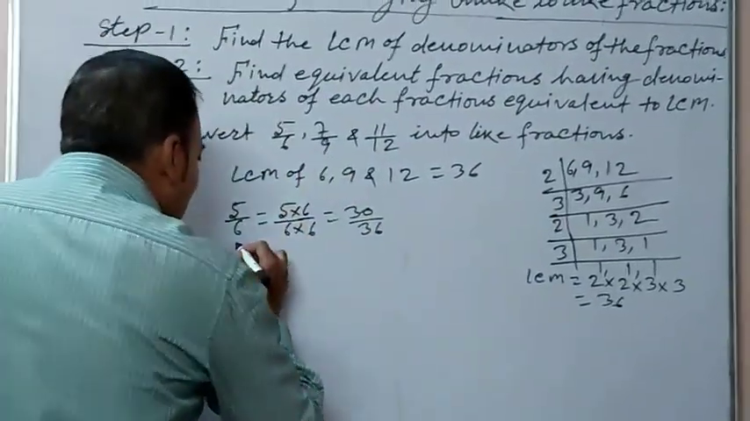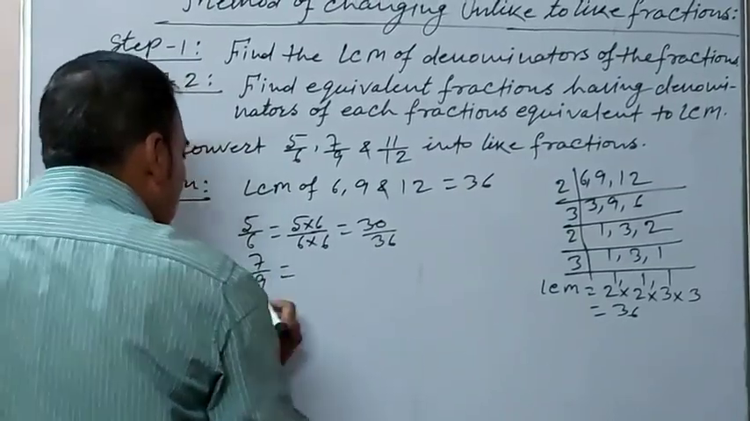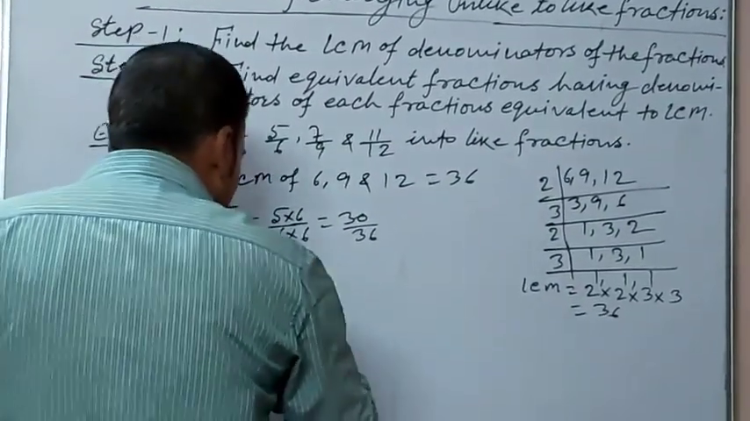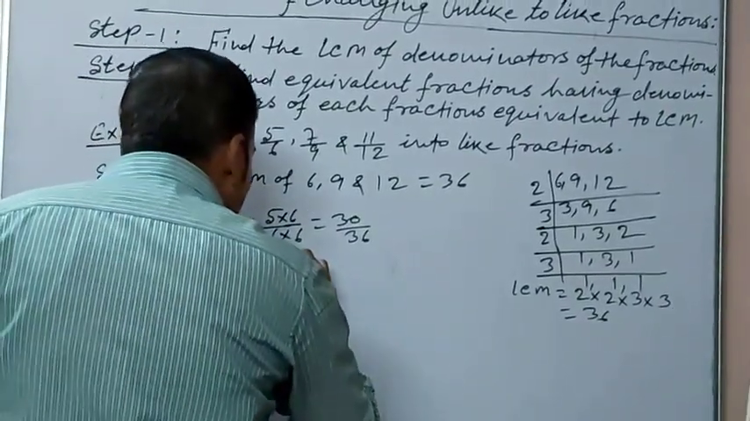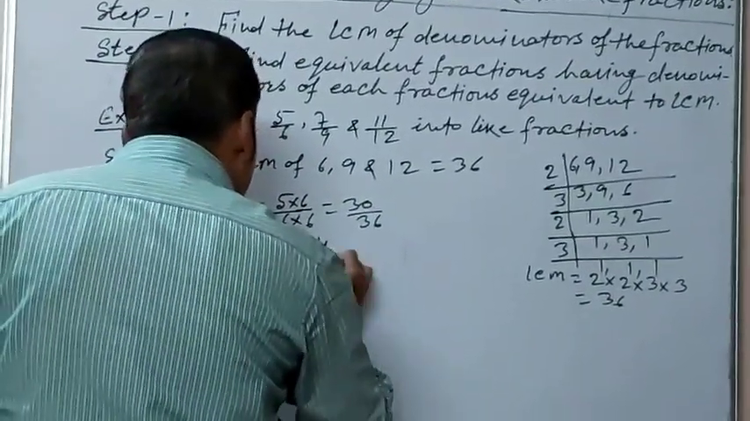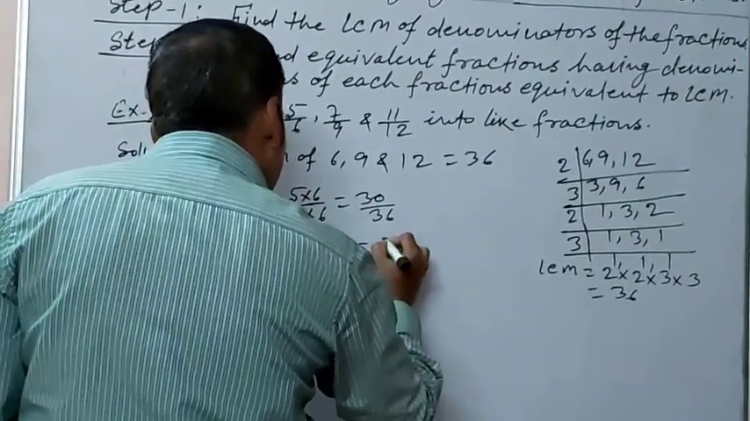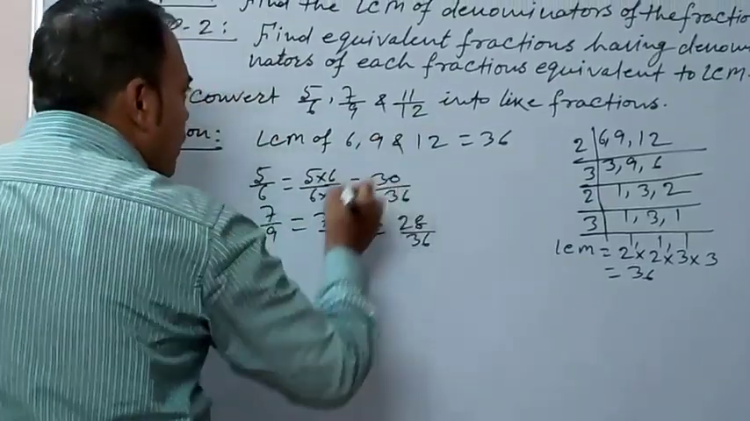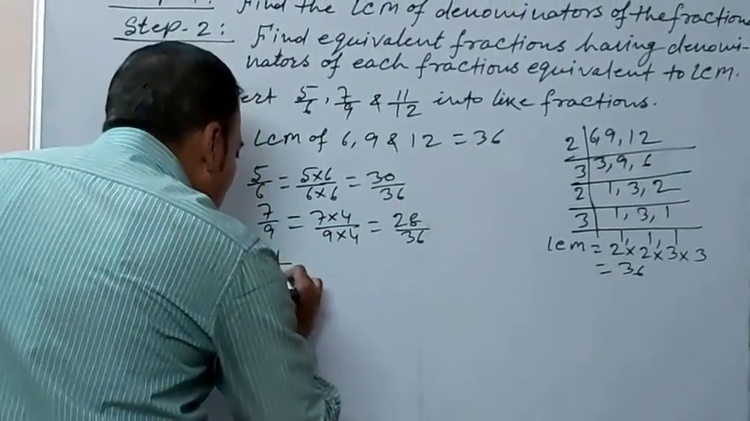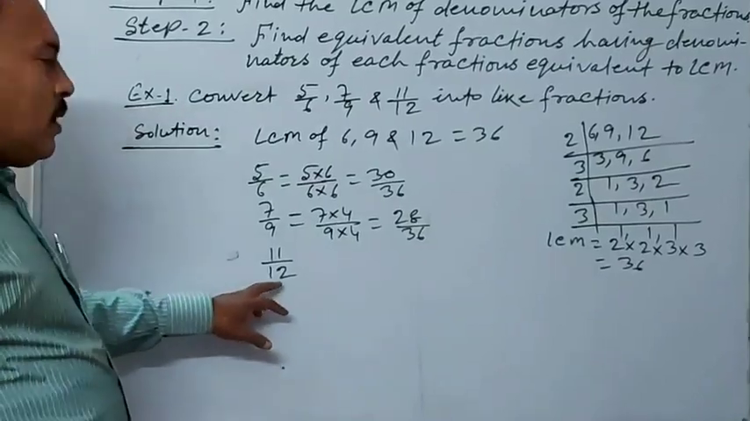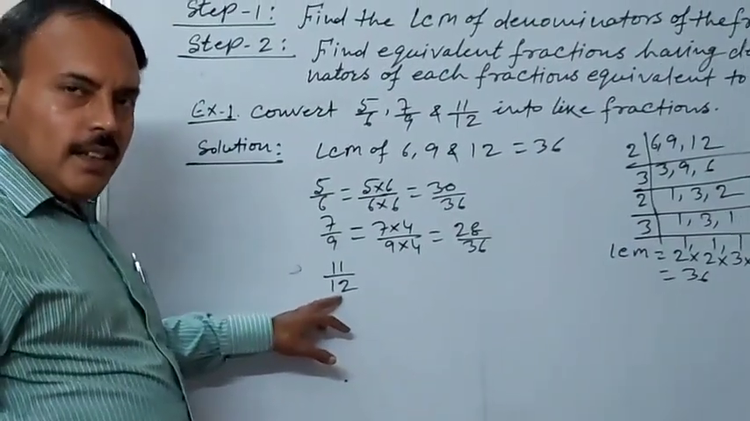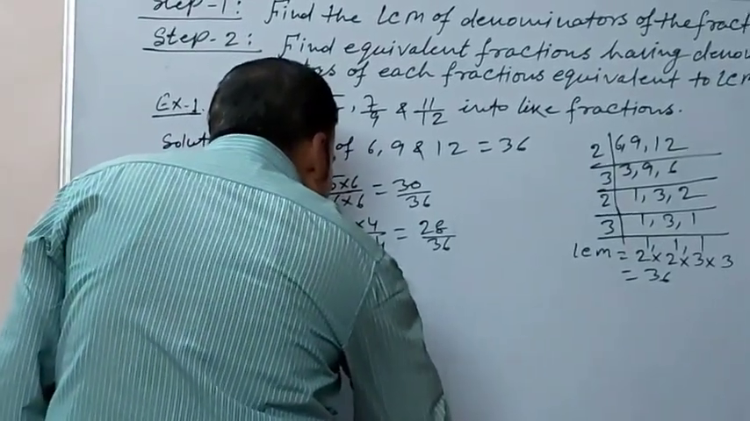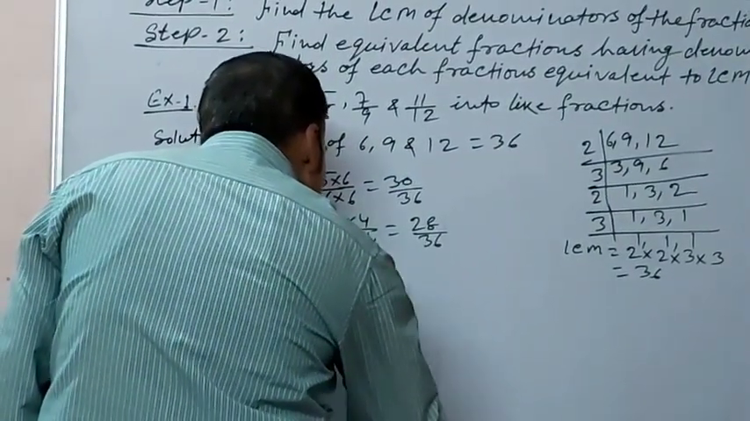Next number is 7 by 9. 9 into 4 gives 36. So we multiply both the numerator and denominator by 4. 7 into 4 by 9 into 4 equal to 28 by 36. And third one is 11 by 12. Whenever we multiply 12 by 3, it gives 36. So we shall multiply here both numerator and denominator by 3.